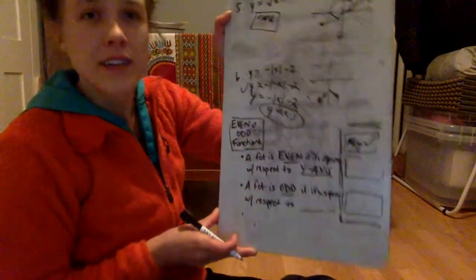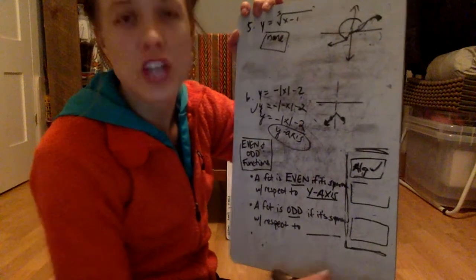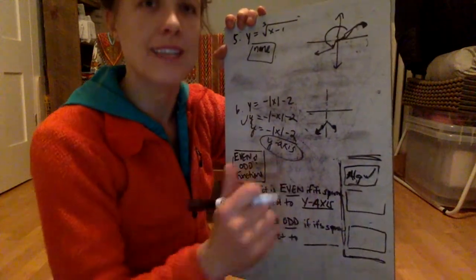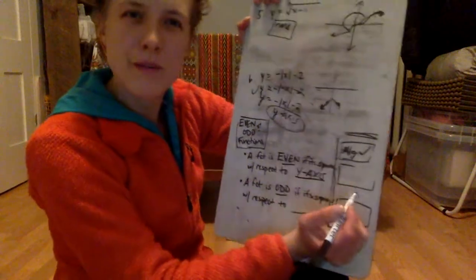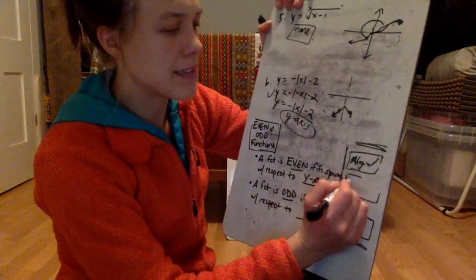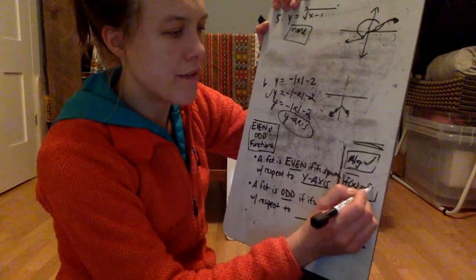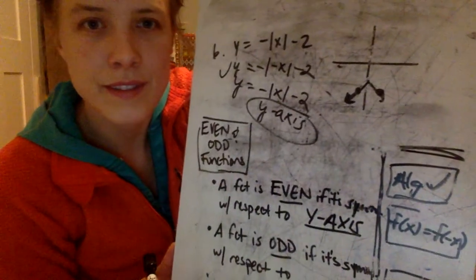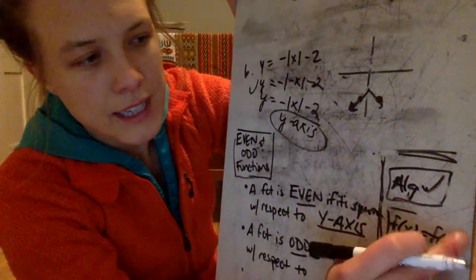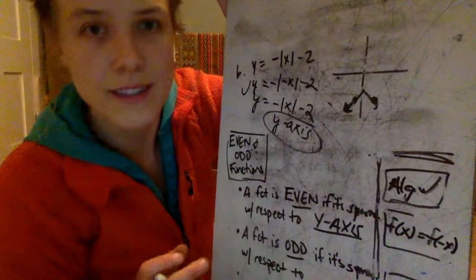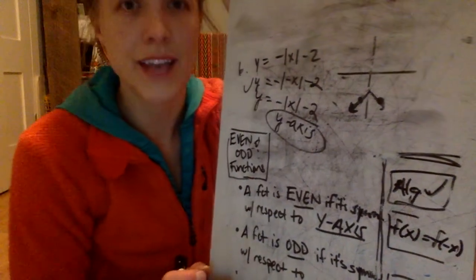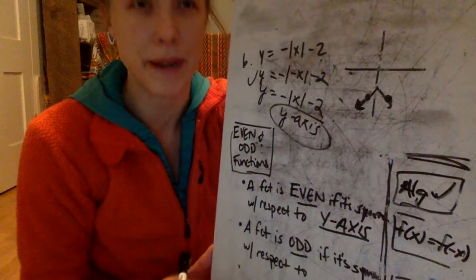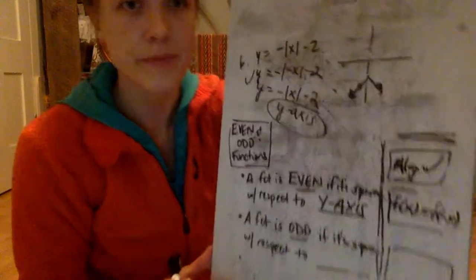If I was to do an algebraic check of this, remember that I'm subbing in negative x for x and getting the same answer. If I'm going to write this in function notation, I'm going to say f of x equals f of negative x. What that's saying is that when I plug negative x into the problem, I get the same answer as when I plug positive x into the function.